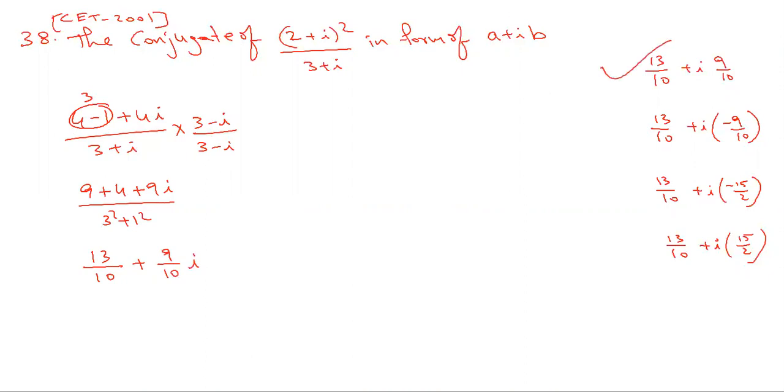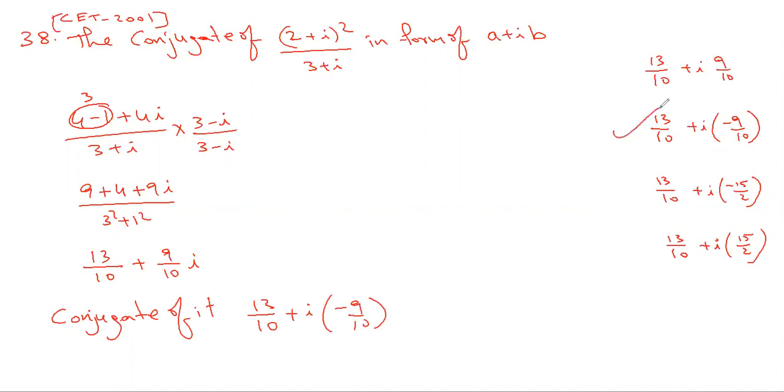Just calculation. Oh my god, bad. I calculated and then picked the answer. The conjugate of this they asked. That's why they've given that as the first option. Okay, need to be careful. And the conjugate of it is 13 by 10 plus I times of minus 9 by 10. The second option is the answer. Yeah, need to be very careful.